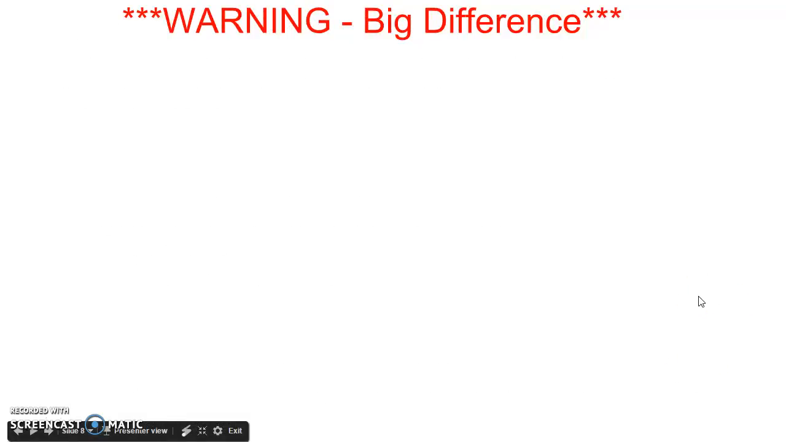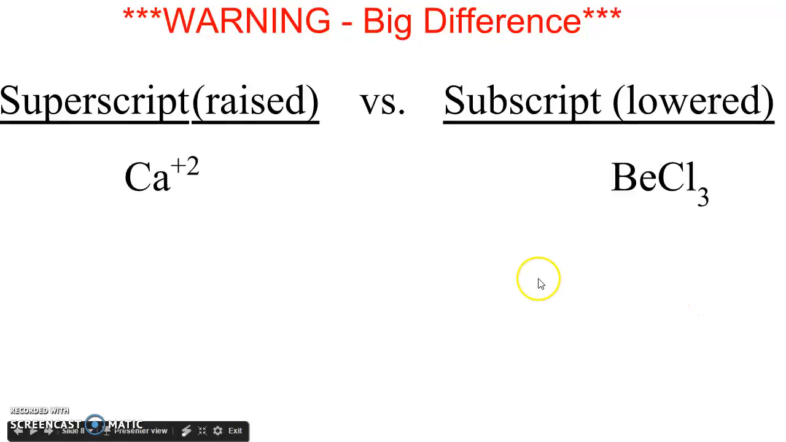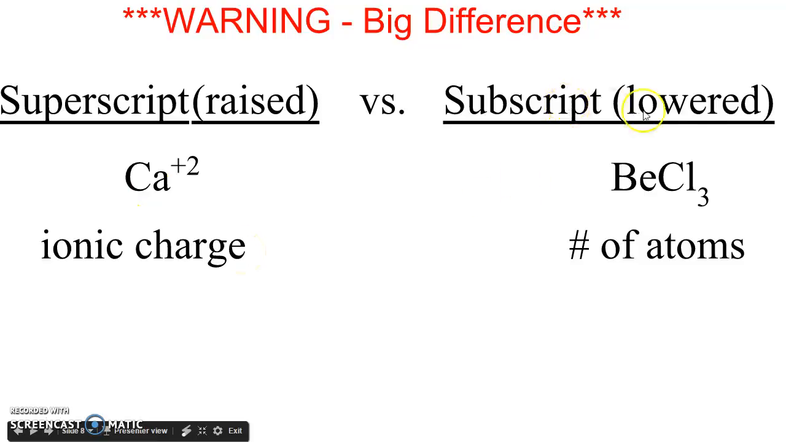So, warning, big difference here. There is a big difference between a superscript and a subscript. The superscript is raised. That's what we use to tell charges of ions with. And the subscript, which is lowered, is what we use to tell number of atoms.